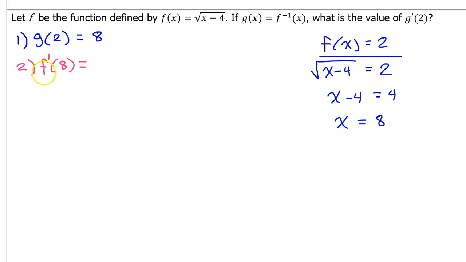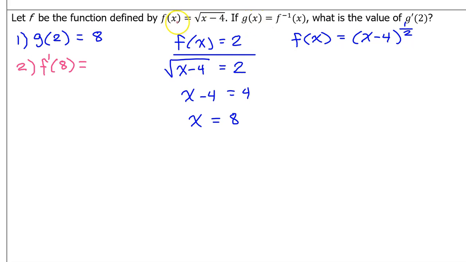Step 2 is to find f prime at your answer from step 1. Since we don't have a table, we have to find f prime ourselves. Let's think of f of x as x minus 4 to the 1/2 power. Now we can find f prime of x using the power rule. We will bring the 1/2 to the front and reduce this exponent by 1.